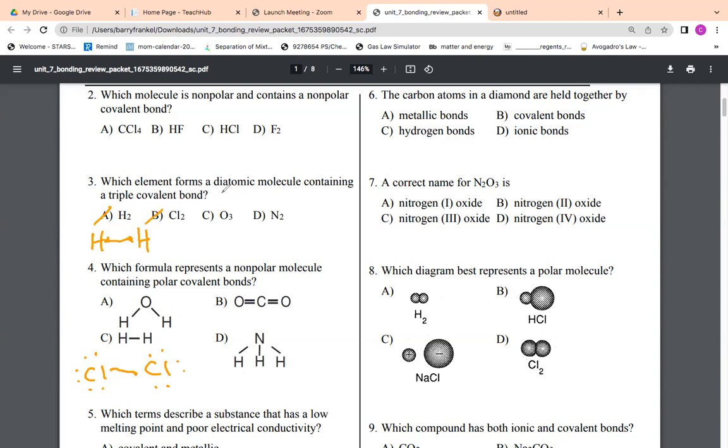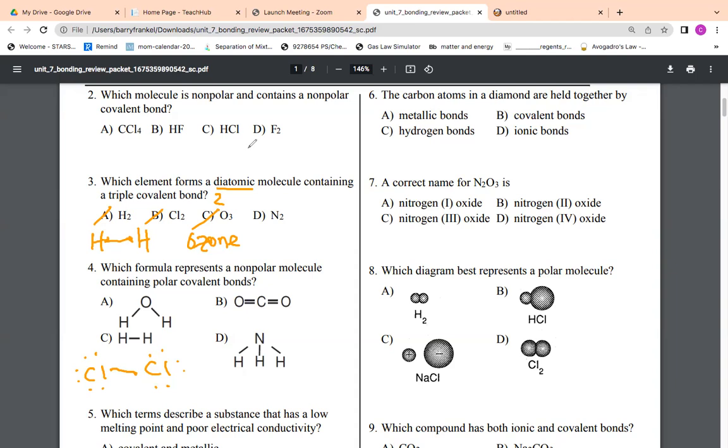C, we don't even have to draw because it says diatomic. This is not diatomic. Di means 2, atomic is atoms, so this does not have 2 atoms. It's got 3, so that's out. This, by the way, is ozone. That's what makes up the ozone layer. We're only left with choice D, but let's take a look at what it looks like anyways.